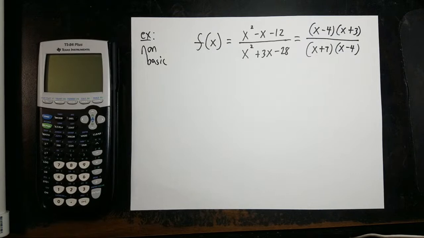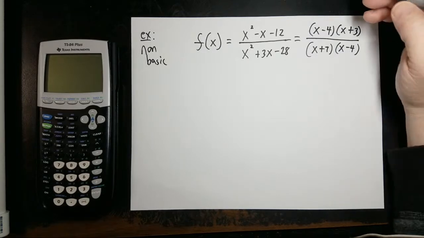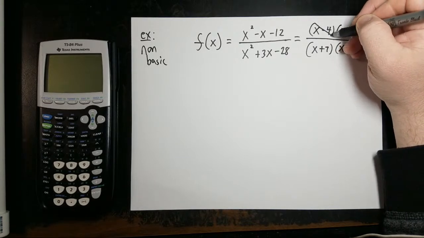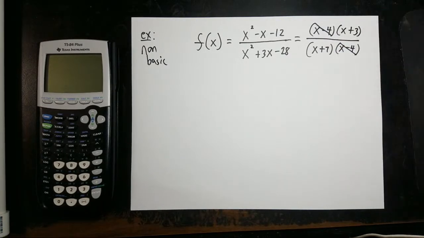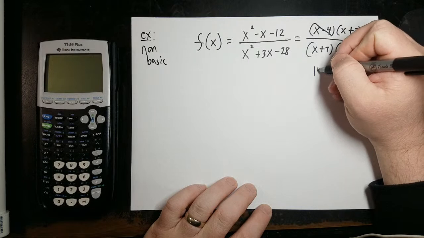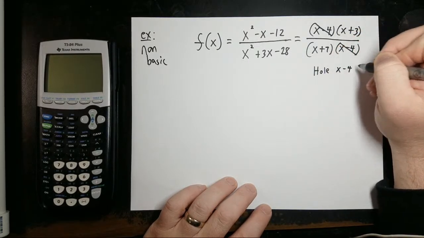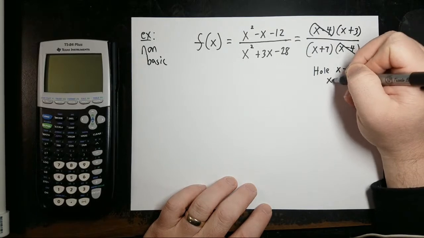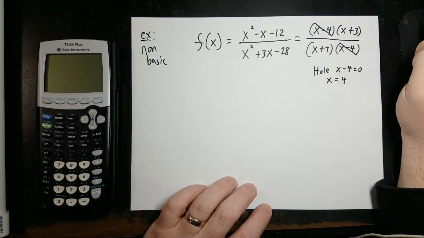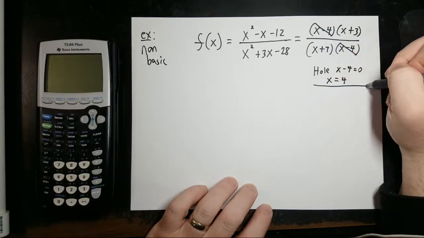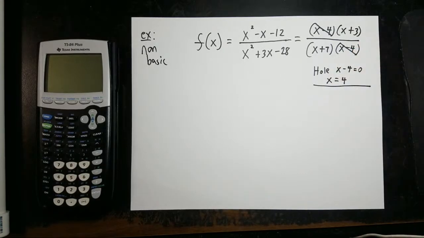Yes, there is a hole in the problem. The reason there is a hole is because of the x minus 4s canceling each other out. Because you had something cancel each other out, you automatically have a hole. Set the x minus 4 equal to 0. You have a hole at positive 4. We're going to have to deal with that later.